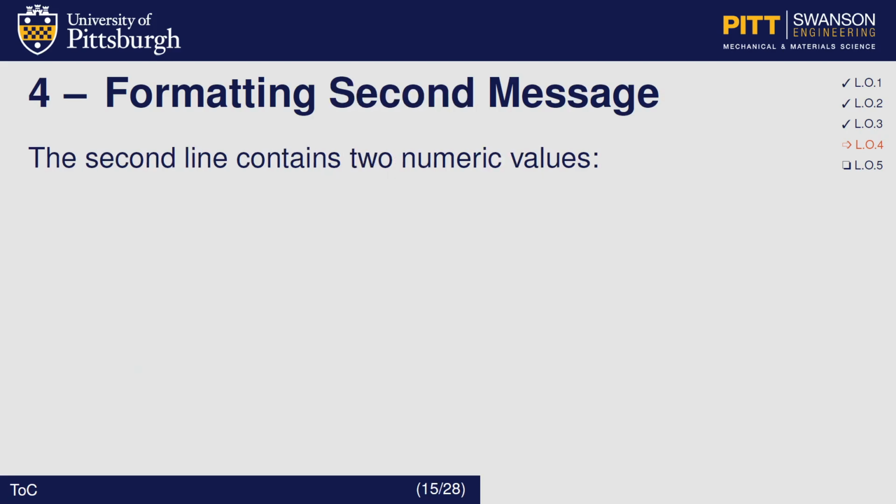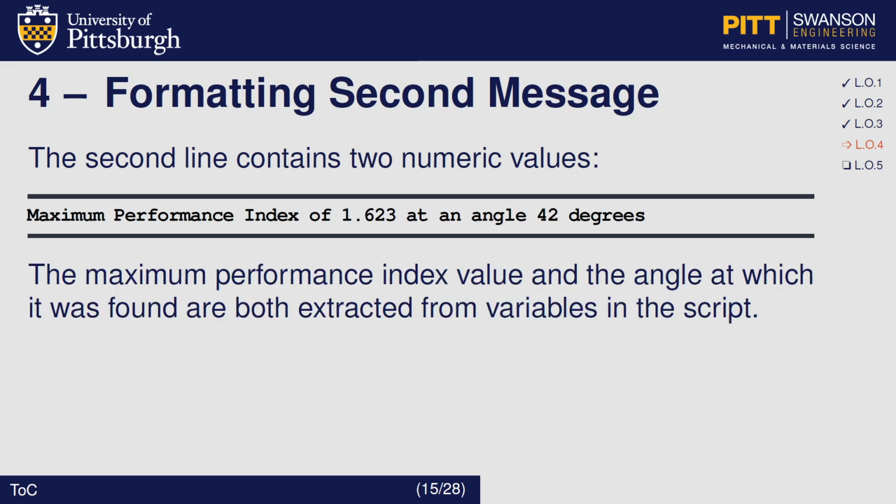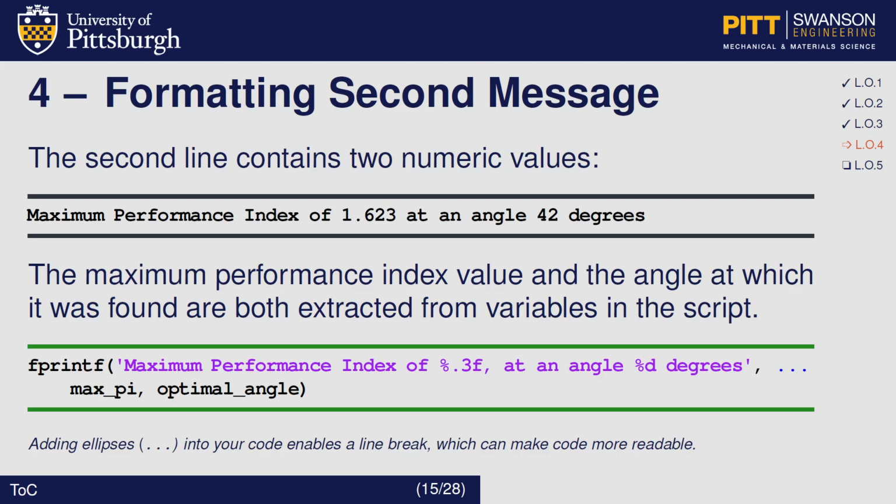The second line of the output contains two numeric values as well, the maximum performance index 1.623 and an angle 42 degrees. Both of these are again extracted from numeric variables within the script. The print statement would look like this. fprintf, quote, maximum performance index of %0.3f at an angle %d degrees, with maximum pi and optimal angle passed in as variables from the script. Note now that the use of ellipses here puts a line break in the code, which can make the code more readable by preventing long lines.